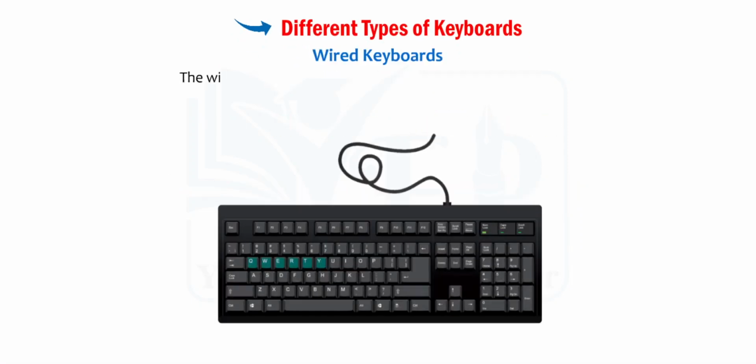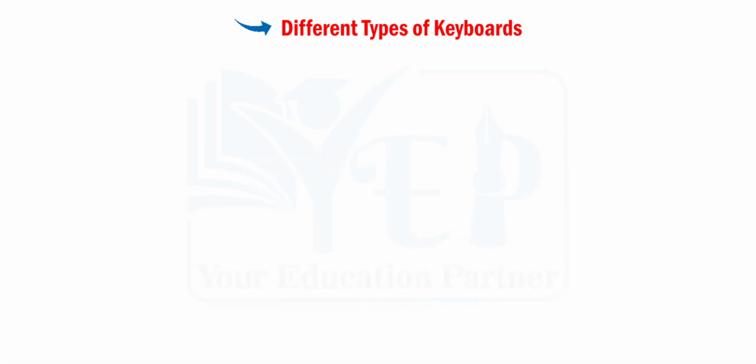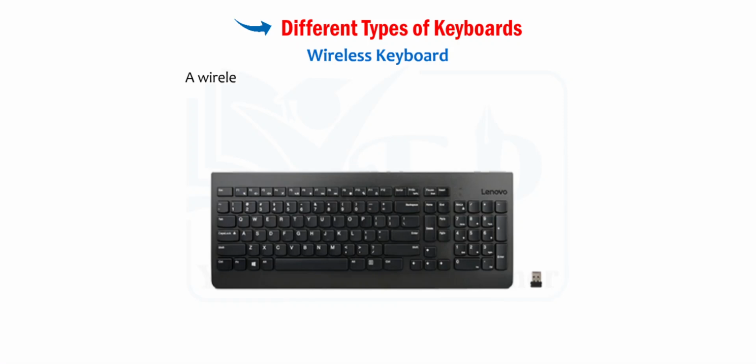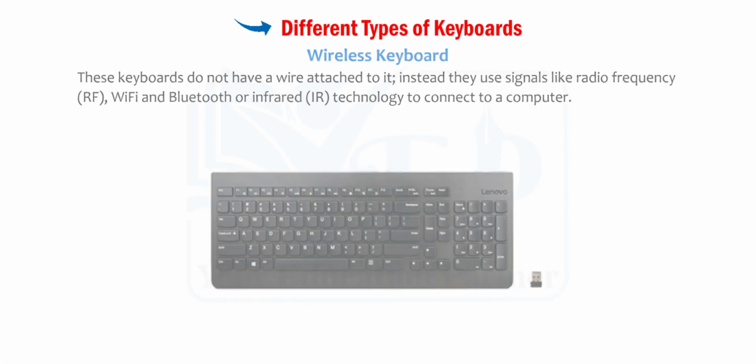Wired keyboards. The wired keyboards are mostly used with desktop computers. These keyboards have a long connecting wire that is connected to the port available on the CPU cabinet. Wireless keyboard. A wireless keyboard is used with tablets, desktops, or laptops. These keyboards do not have a wire attached to them. Instead, they use signals like radio frequency (RF), Wi-Fi, and Bluetooth or infrared (IR) technology to connect to a computer.